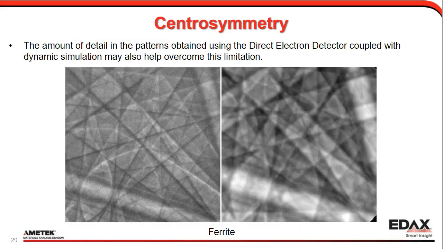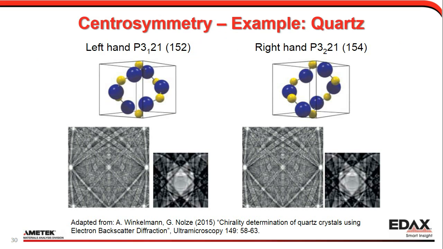So the amount of detail in the patterns that we see in direct electron detection has got us thinking more about this, and also what we can see in dynamic simulation, that maybe we can overcome this limitation. Here's an example from the paper by Aimo Winkelmann and Gert Nolze. You see the reference there, and in quartz you can think of a left hand and a right hand.